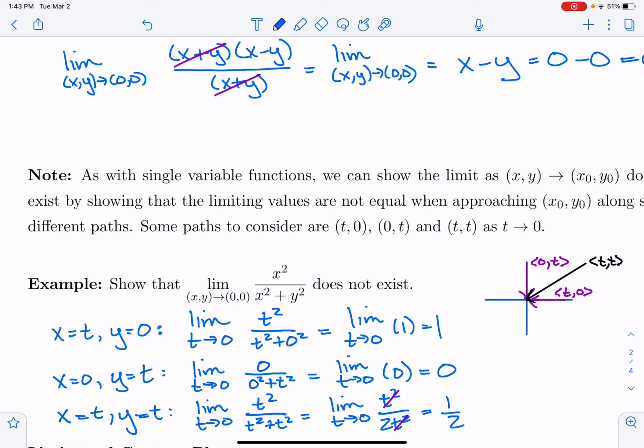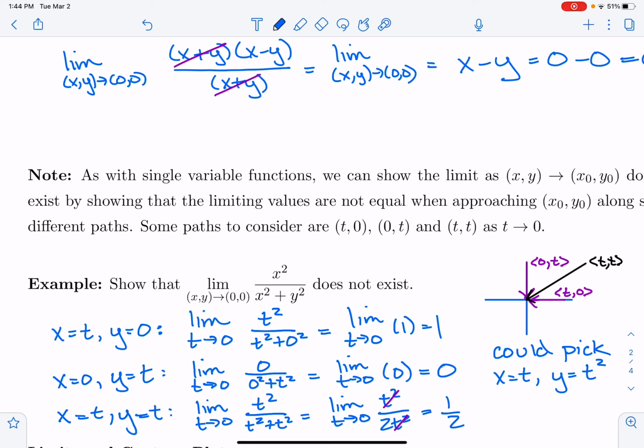I could even pick more paths, and we should be aware of that. We could pick paths that were like a parabola, for example. You could pick x equals t and then y equals t squared. That's another kind of path that you could pick to show that maybe a limit does not exist. What's great about this method of picking different paths is that it will show that a limit does not exist when you get different limits approaching from different paths.